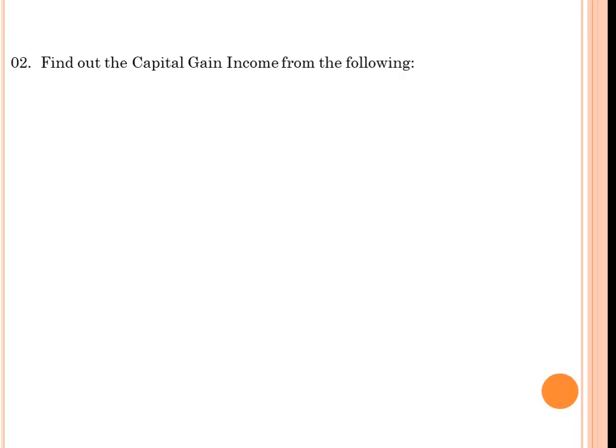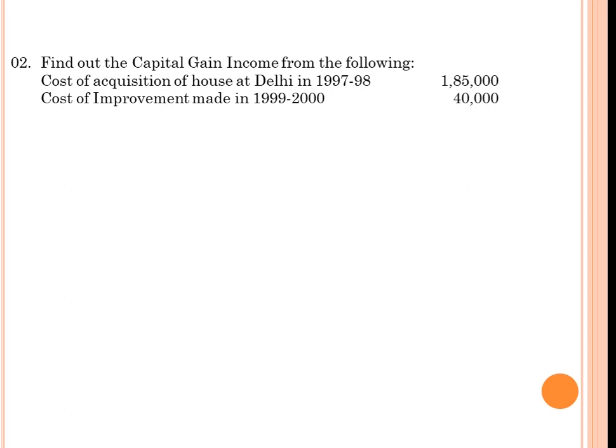Now problem number 2: find out the capital gain income from the following. Cost of acquisition of the house at Delhi in 1997-98: 1,85,000. Cost of improvement made in 1999: 2,40,000.